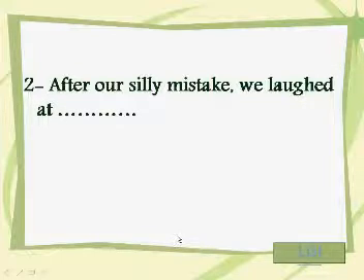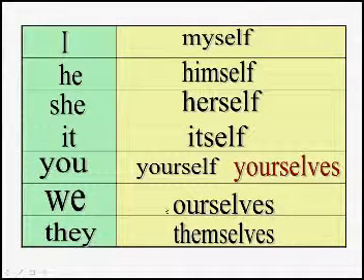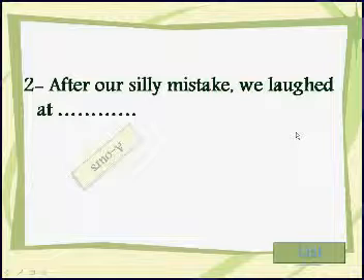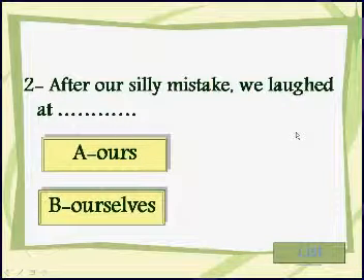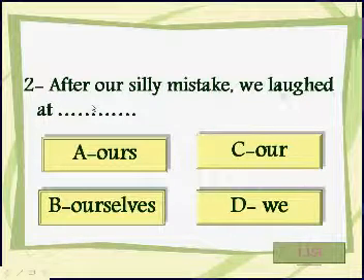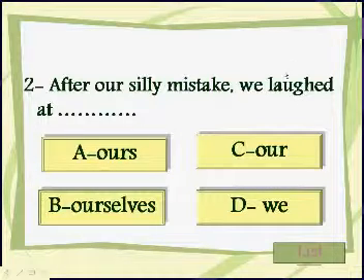Very good. Another question. After our silly mistake, we laughed at blank. So you have to look for the reflexive of we. We, ourselves. Very good. So we can go back. After our silly mistake, we laughed at ours, ourselves, our, or we. So after our silly mistake, we laughed at ourselves.